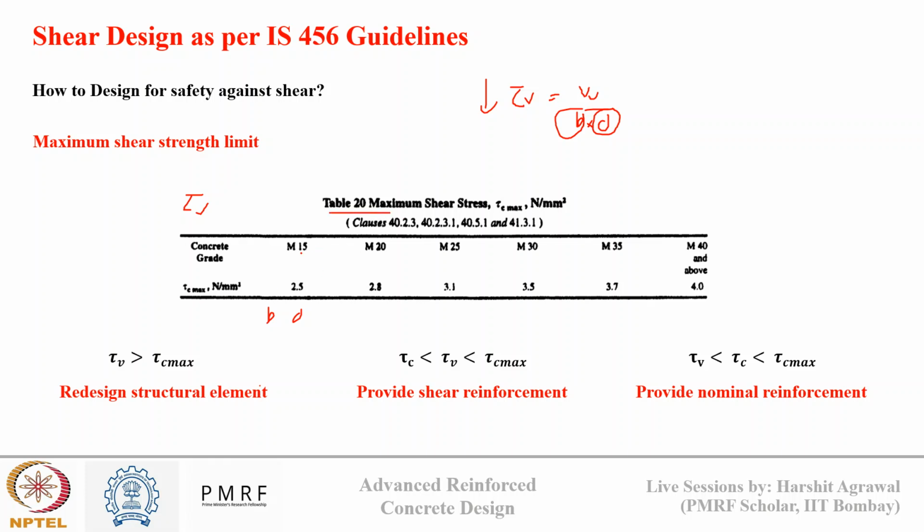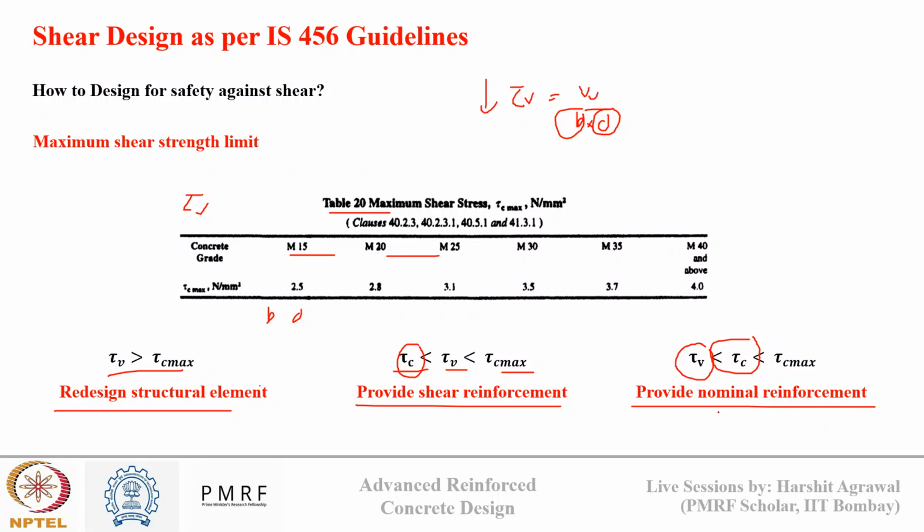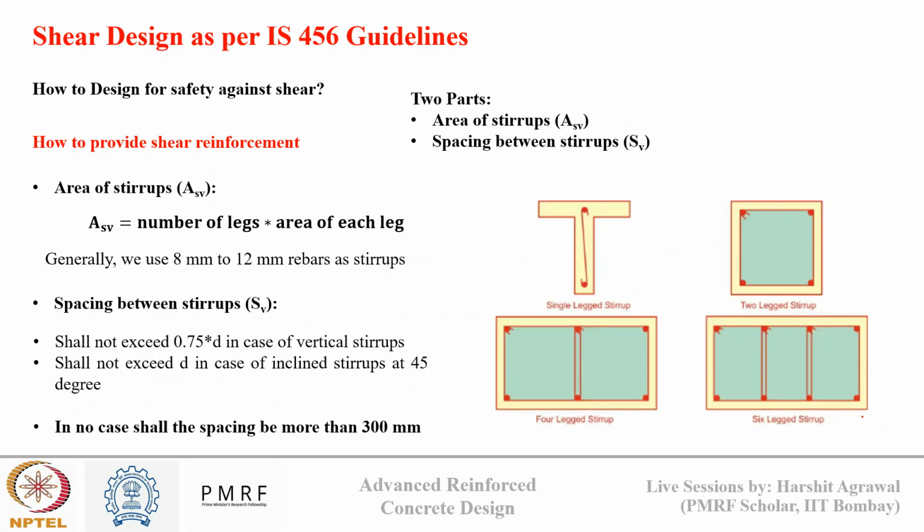And from table 20, for different grades of concrete, we have different values of tau c max that are given to us. So if tau v is more than tau c max, we redesign the section. If tau v is less than tau c max and it is more than tau c, then it means that concrete is not enough to resist the shear, so we provide shear reinforcement also. And if the shear force that is acting is less than the shear strength of concrete, then we don't need shear reinforcement at all, but we still need to provide a minimum value of shear reinforcement, which is known as nominal reinforcement. So how to design for shear reinforcement?